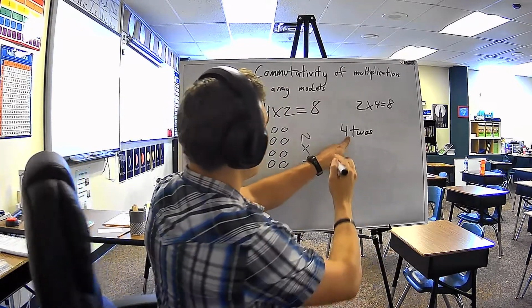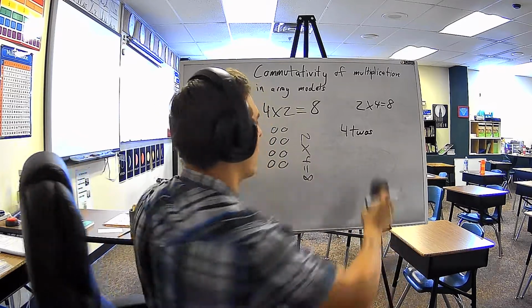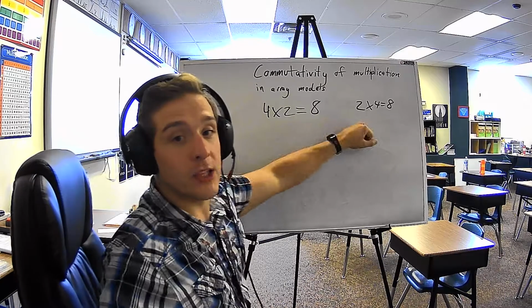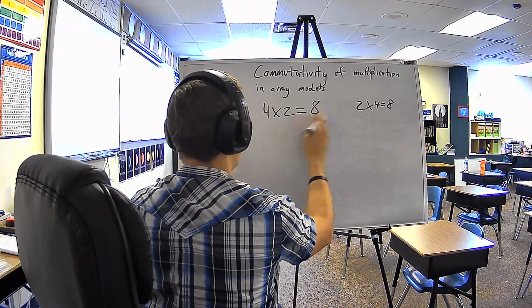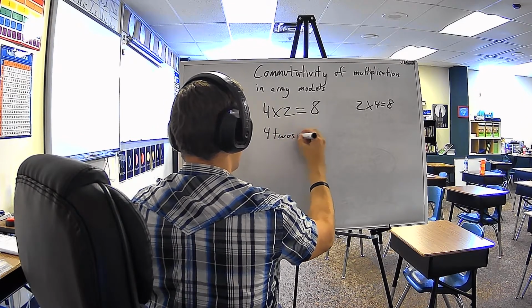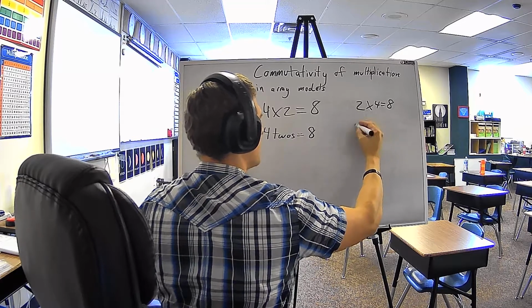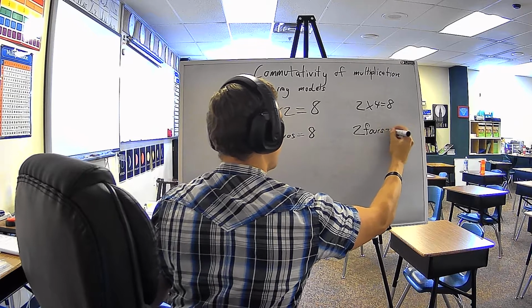And this is equal to that. So I'm going to erase things up here just to visually show you what things are the same. We already know that these two are equal to each other. We visually have shown that. So 4 times 2 equals 8 is the same thing as saying 4 2's equals 8. 2 times 4 is 2 4's equals 8.